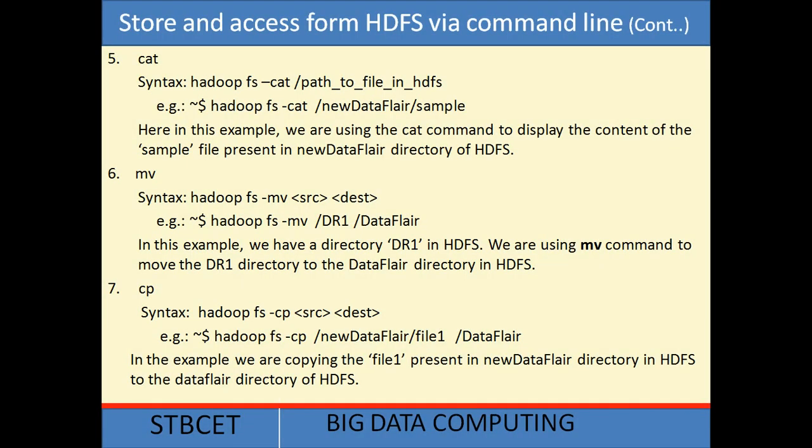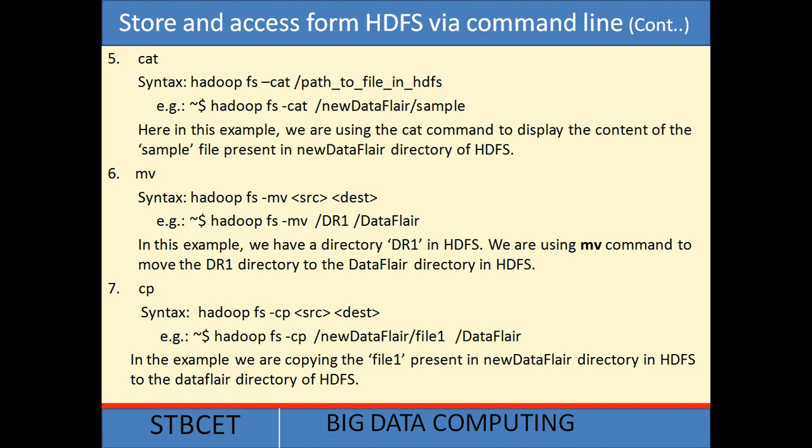Cat command. Sometimes you want to access the files which are residing in the HDFS file system. In that case you have to use the cat command. Example: $ Hadoop fs -cat new data flare sample. That means the sample file which is residing in the new data flare directory, and the location of the new data flare directory is in the HDFS file system. So we get access to this sample, and for that the cat command is used.